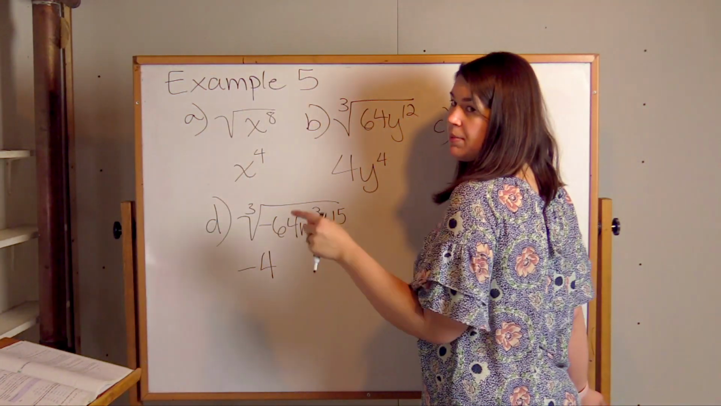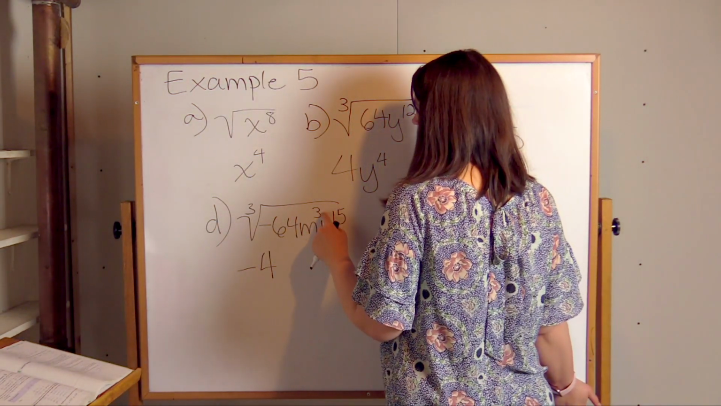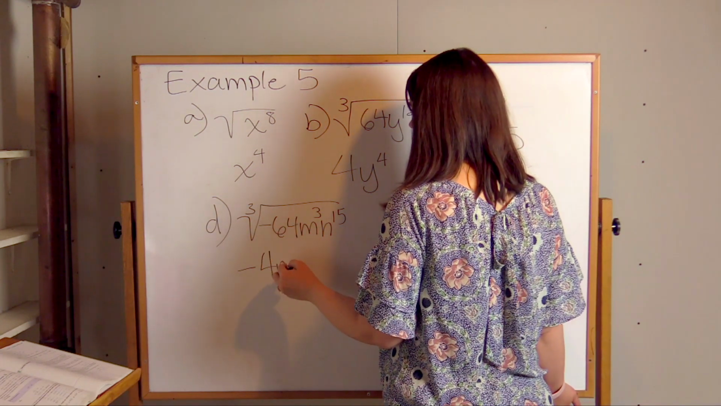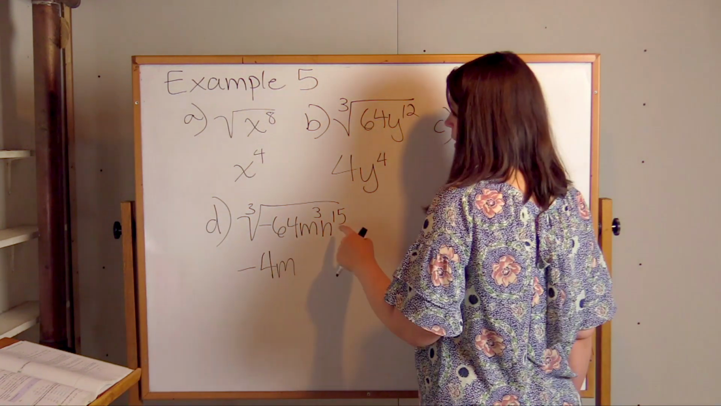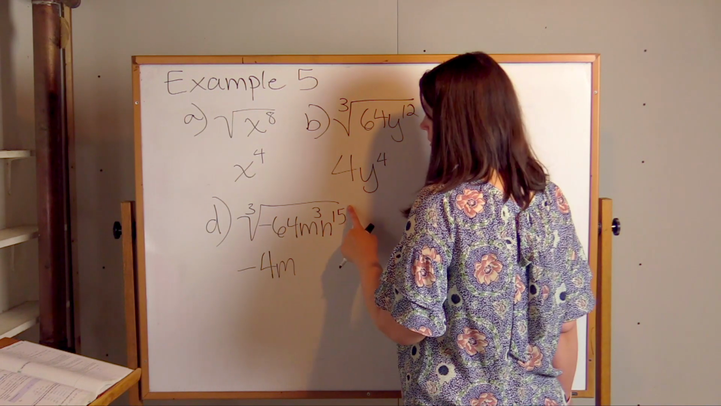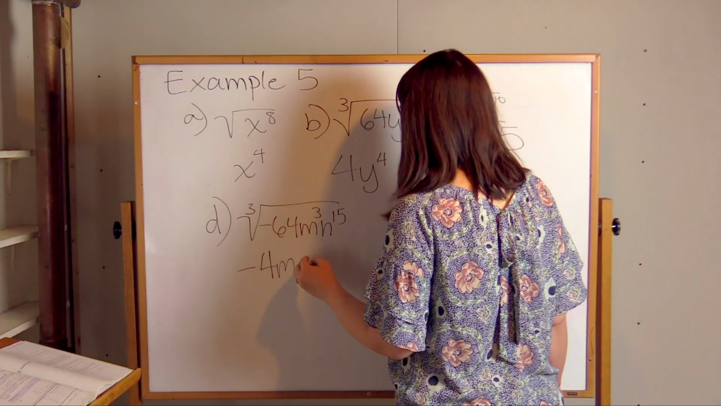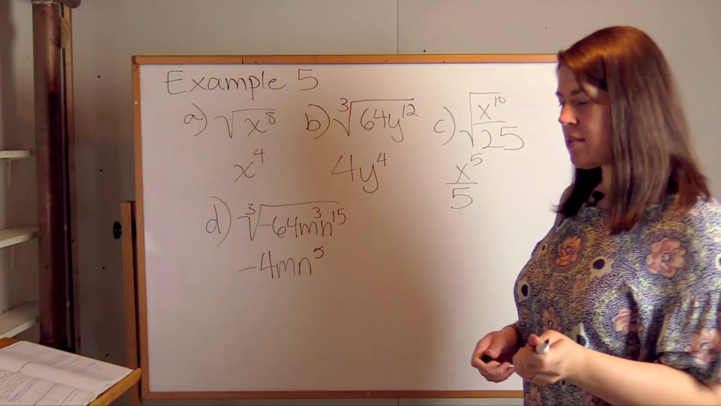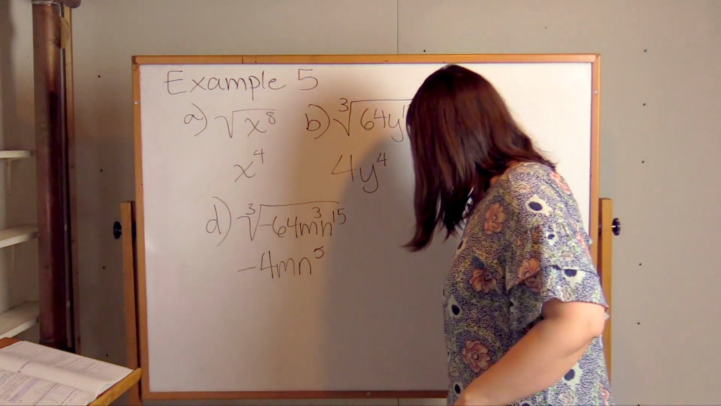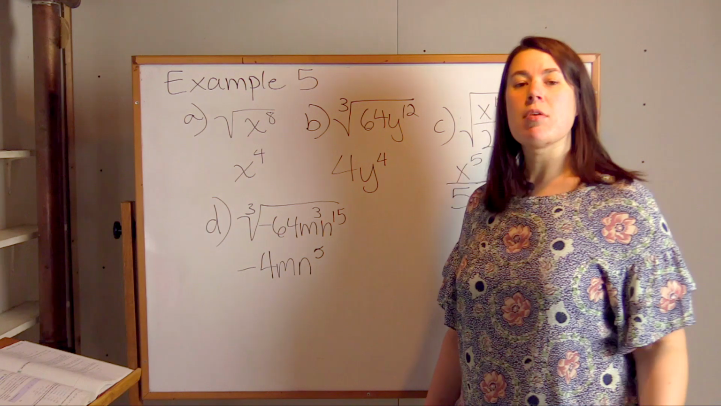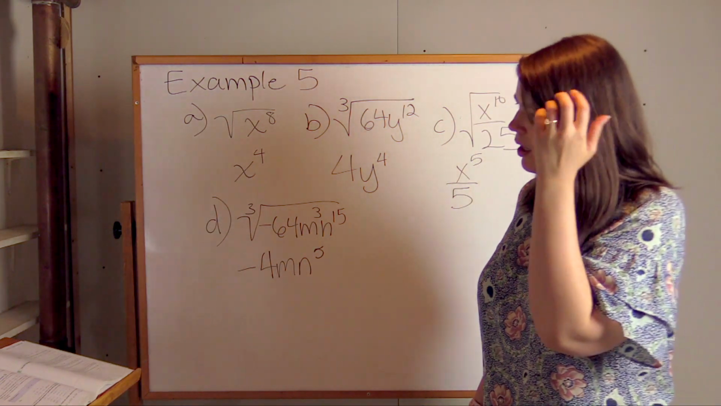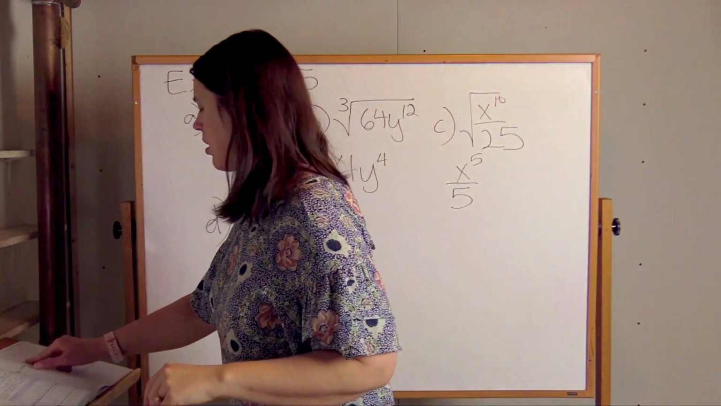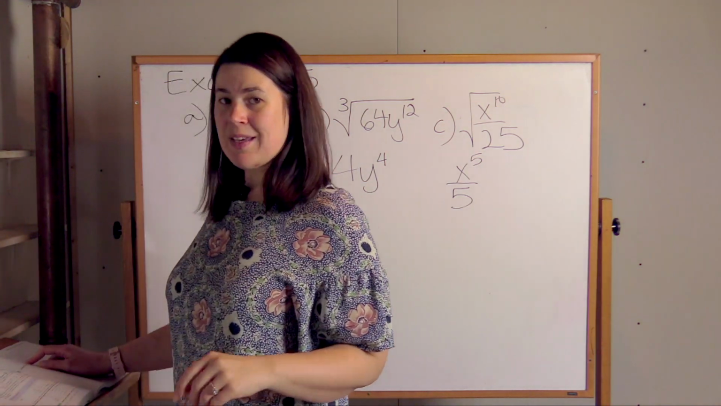Now to my variables, I'm focusing on the exponent. 3 divided by 3 gives me 1m. N to the 15th power, 15 divided by 3 is 5, so n to the 5th power. All right, I'm going to erase this to have room for our practice problems. So I want you to go ahead and try example 5, letters D, E, and F.